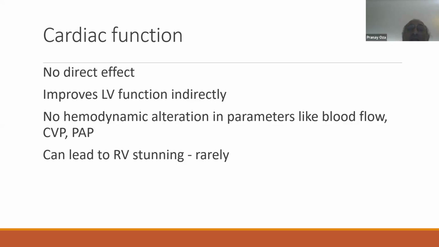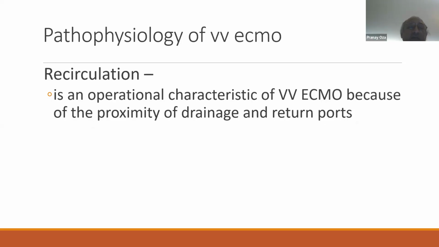It improves LV function indirectly. Why? Because it improves oxygenation. When the oxygenation is better, it can improve the LV contractility. There are no hemodynamic alterations. The CVP, the pulmonary artery pressures, everything will remain the same. And in a patient with severe pulmonary hypertension, it can give rise to RV stunning when you initiate this patient on ECMO.